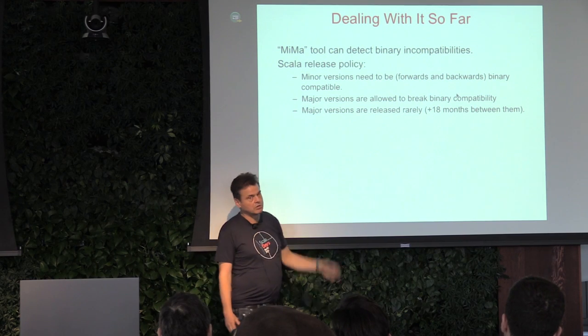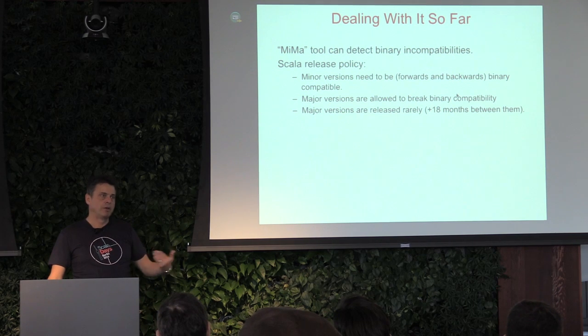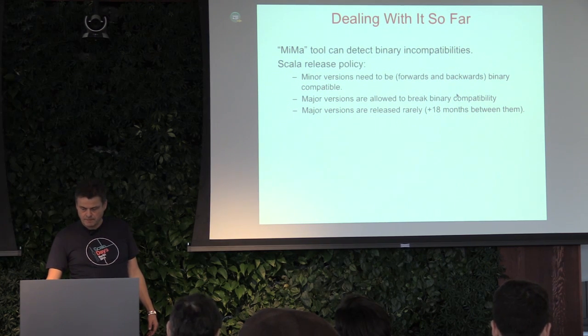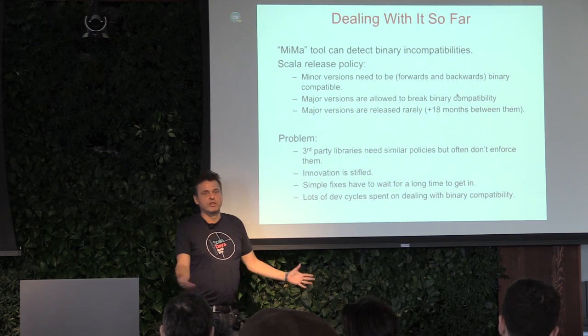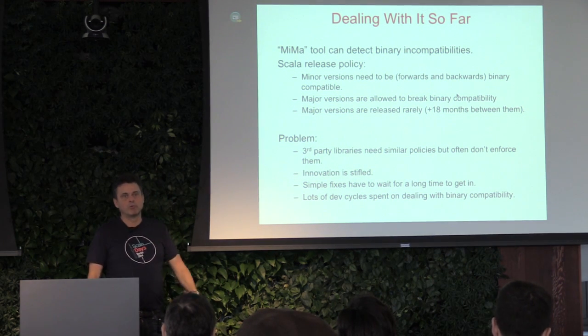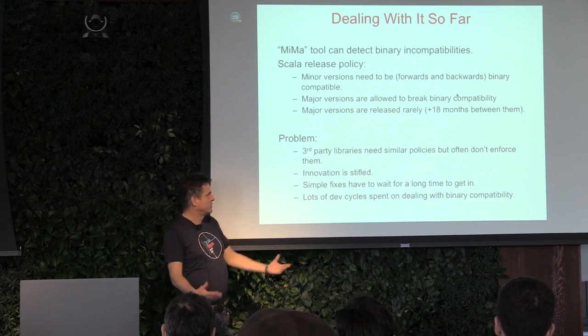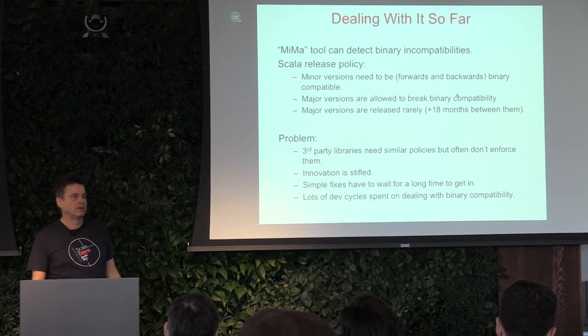Major version changes are allowed to break binary compatibility, because otherwise we would reach stasis and couldn't change anything, but they tend to be released more rarely these days. So typical interval between major versions is maybe 18 months or something like that. So the problem with that is that third-party libraries need, of course, similar policies, but often they don't enforce them because they're new to the problem, they're not really aware of that problem yet. So you have more and more stuff that actually breaks in third-party libraries. And even if everybody was disciplined enough, then innovation would be stifled. Simple fixes have a long time to get in, and lots of dev cycles are spent on dealing with binary incompatibility. So it's not a nice situation.